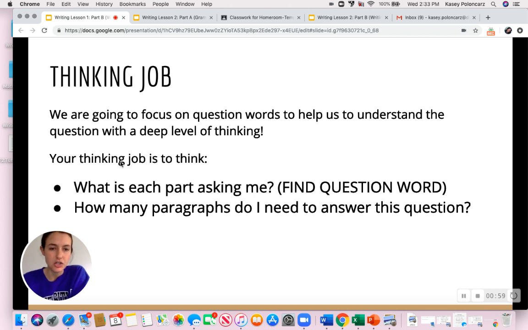So, our thinking job when we have a question is to think, what is each part asking me? And a big clue to do this is to find the question word. And then my next job is to think, how many paragraphs do I need to answer this question?